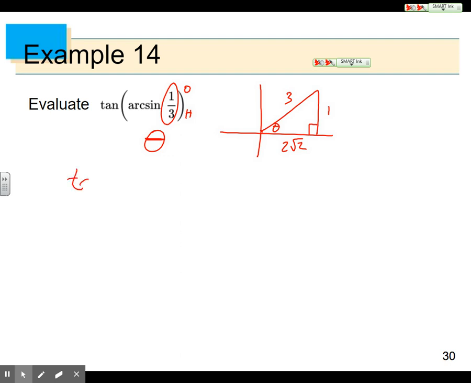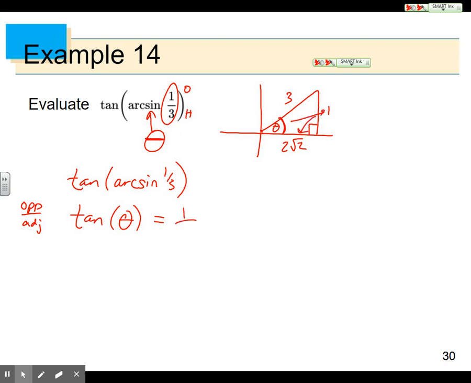So, to figure out what tangent of arc sine of 1/3 is going to be, if I just do some substitution here, and I let theta equal this whole angle that I've drawn out right here, I just now have to take tangent of this theta. And remember, tangent is going to be my opposite side over my adjacent side. So if I take the opposite over adjacent here, I get 1 over 2 square roots of 2. Go ahead and rationalize that. Square root of 2 over 4.